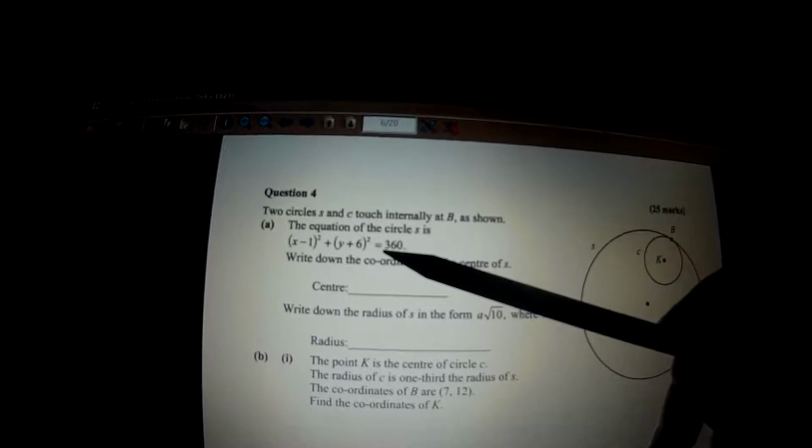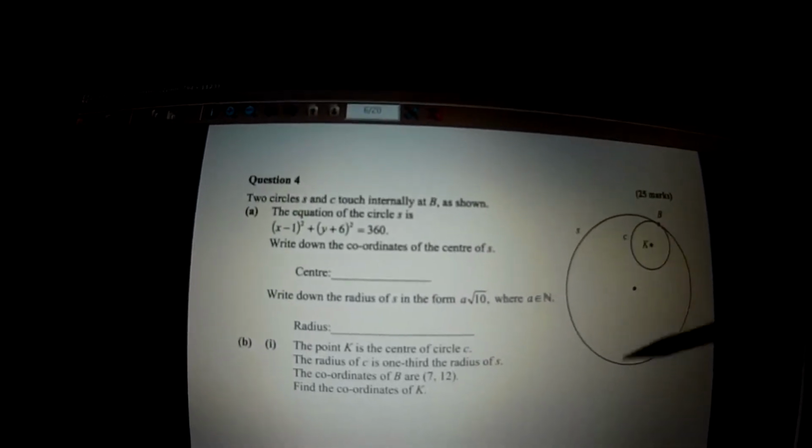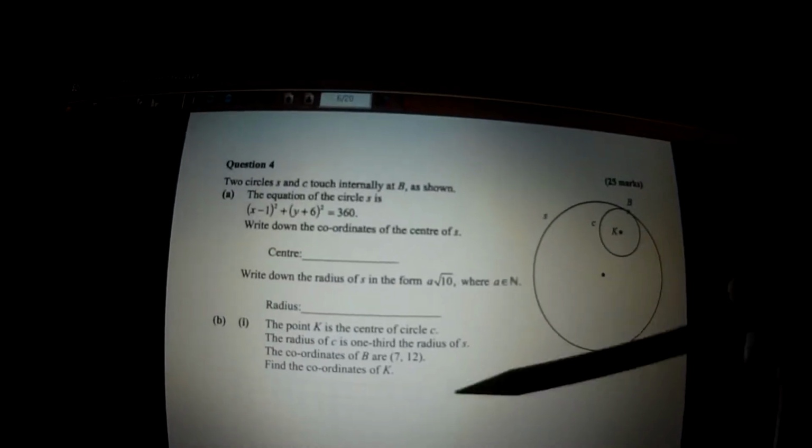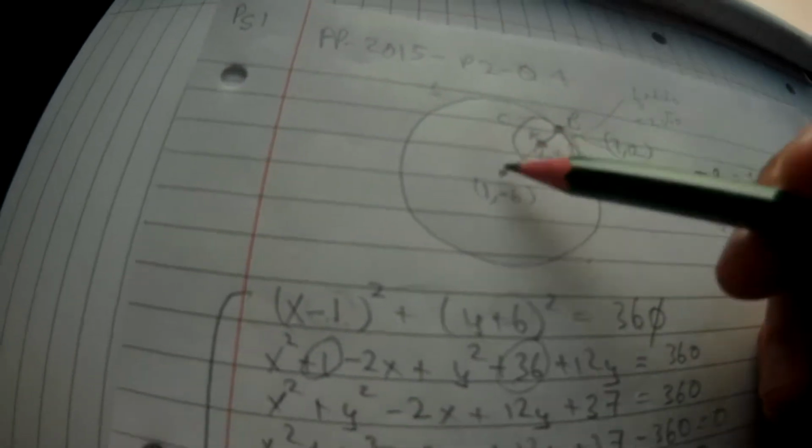The equation of the circle S, this big one, is (x minus 1) squared plus (y plus 6) squared is equal to 360. Write down the coordinates of the center of S, this point here, and then write down the radius of S in the form a root 10, where a is an element of N. So, for the situation here, we've got this here. So that's S.